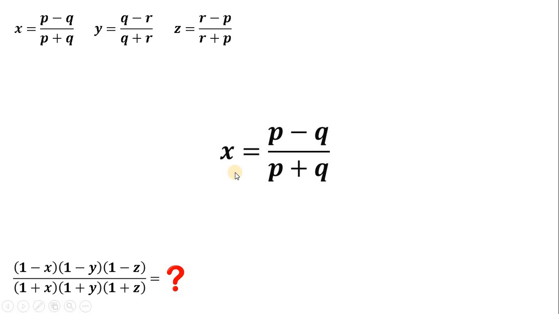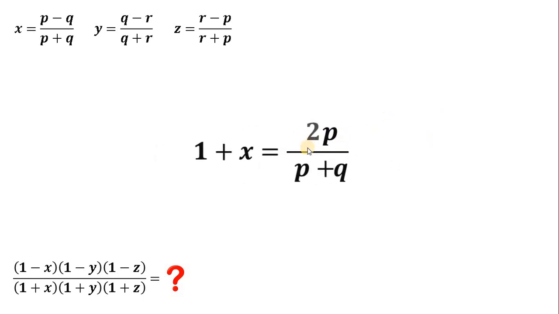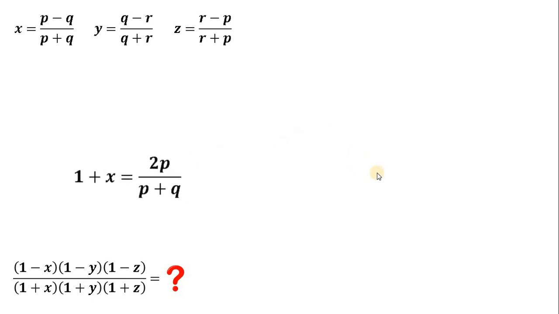So first thing to do is to add 1 on both sides, because we know x plus 1 is the same thing as 1 plus x. Now this 1 can be written as (p plus q) over (p plus q). This is just 1. Now since we have the same denominator, we can combine them. So just copy the denominator and add its numerator. So p minus q plus p plus q, negative q and positive q cancel out, so this will give us 2p all over p plus q. Now let's set aside this result.